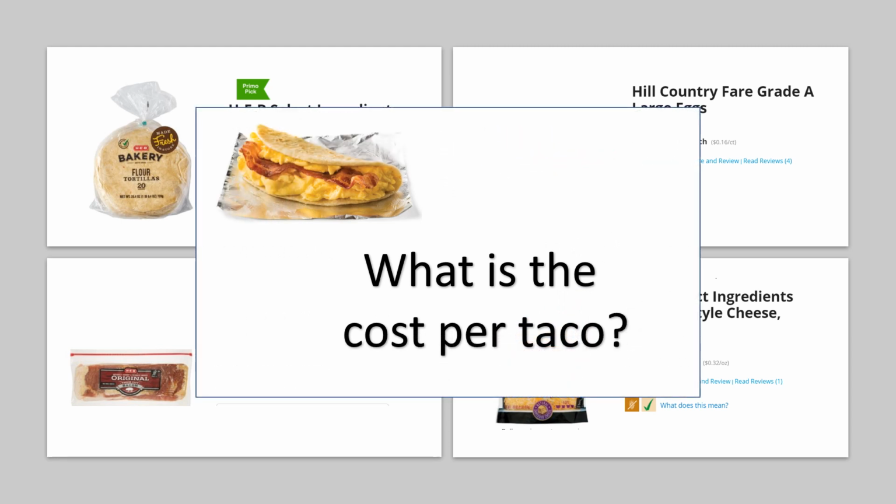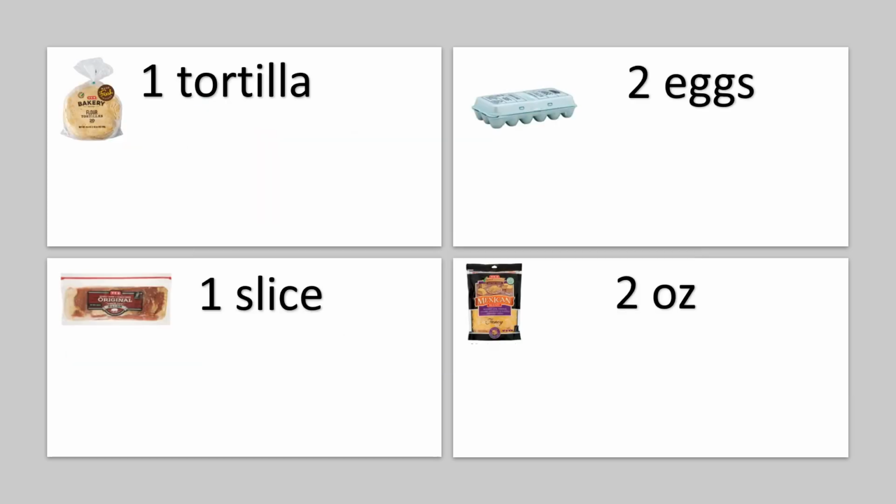So what is the cost per taco? So in this case, our unit is our taco. We need to figure out what the ingredient cost is for each one, put it all together, and that will give us our cost per taco. So our standard portion sizes is going to be 1 tortilla per taco, 2 eggs per taco, 1 slice of bacon, and 2 ounces of cheese. So let's start with the tortillas.